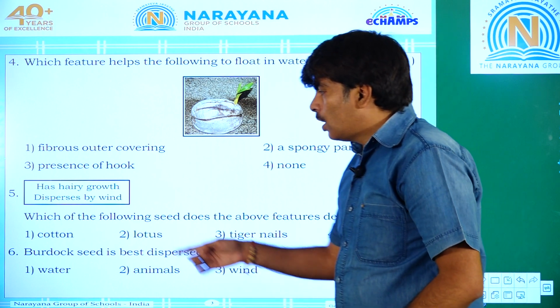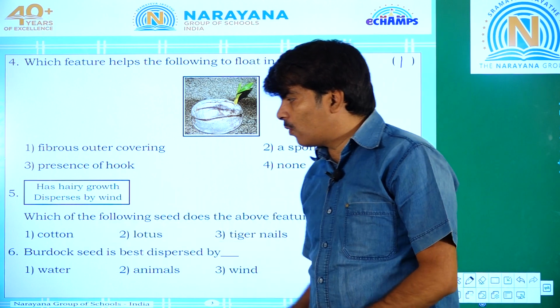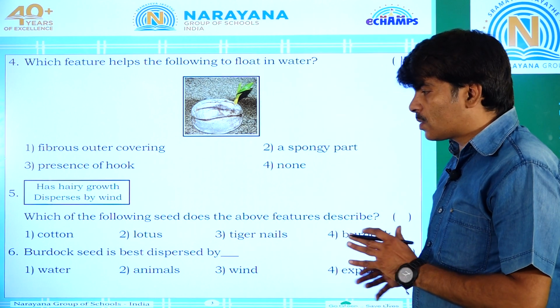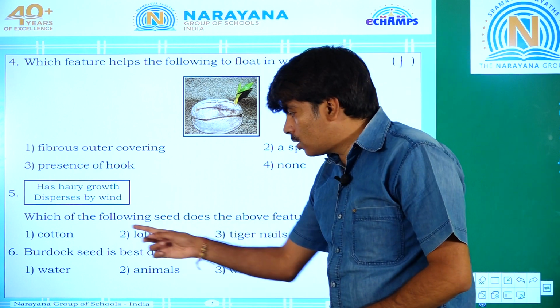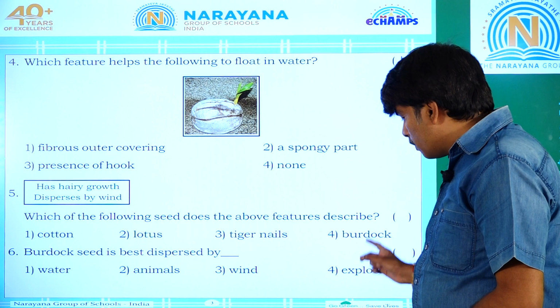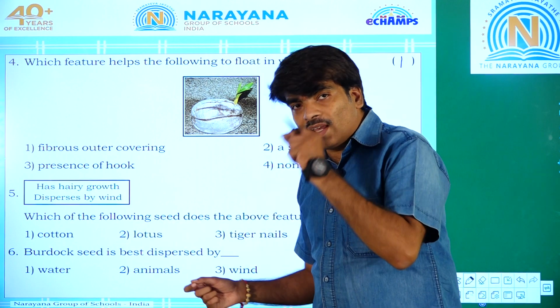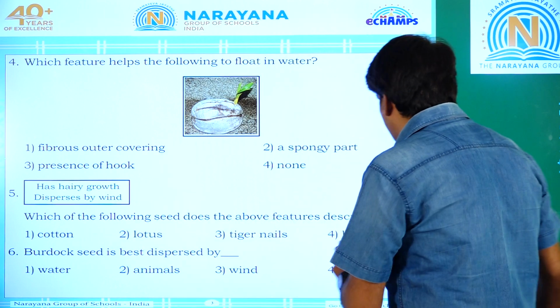Now the fifth question. One hint is given: has hair growth and disperses by wind. Hairy growth is present on it and it disperses by wind. We see the 4 options here. Which is correct? Let us see. Cotton, lotus, tiger nails, bird rock seeds. It is cotton. Cotton is spongy, it has fine hair-like structures. It is dispersed by wind. So our option is 1.